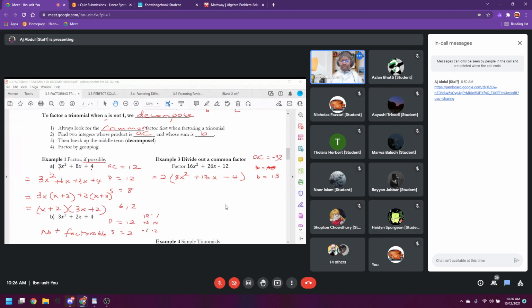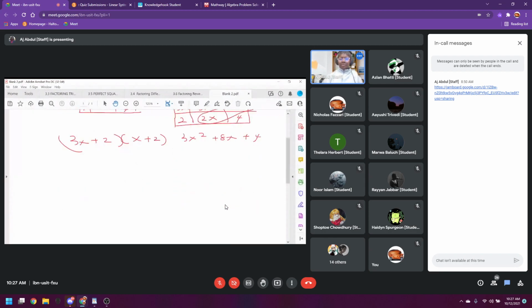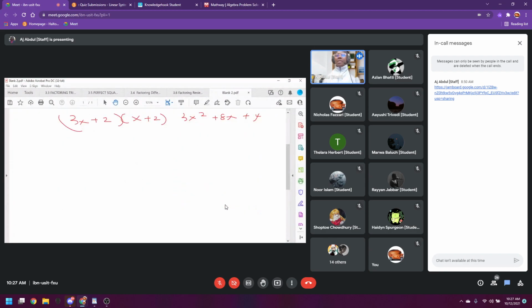Okay, what two numbers? Oh wait, we can use the area formula. I want negative 32 and I want positive 13.